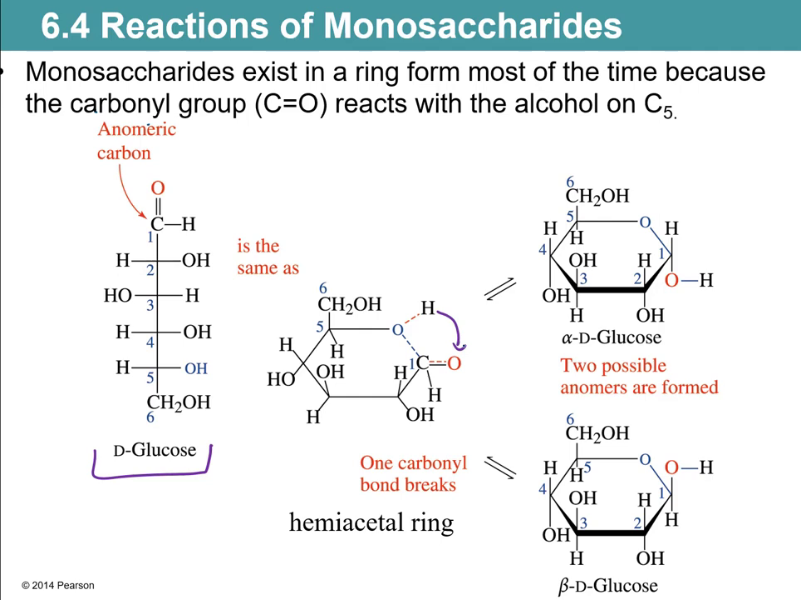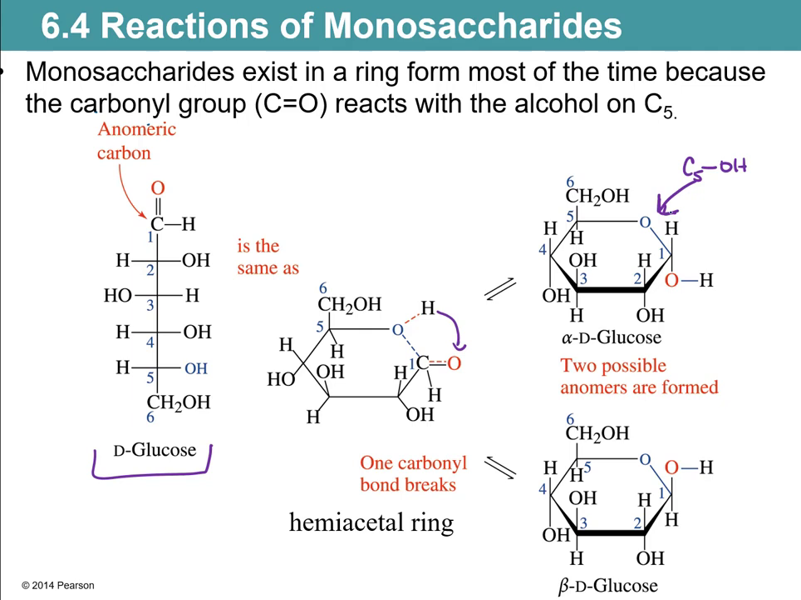Carbon 1 now has an alcohol group. 2, 3, and 4 all have alcohols on them, but 5 doesn't anymore, because 5's alcohol oxygen is now part of the ring. That was the OH on carbon number 5. It lost its hydrogen to carbon number 1. All the other carbons have alcohol groups except carbon number 5 now. And notice here, there are no double bonds. That actually creates a more stable molecule.